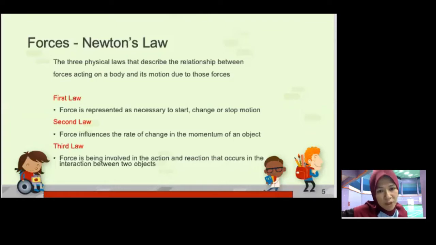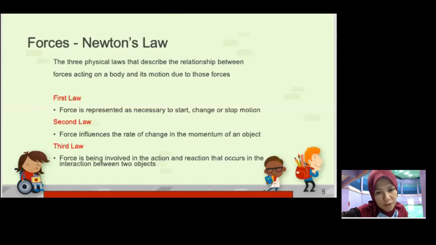Okay, so first law. These are the three physical laws that describe the relationship between forces acting on a body and its motion due to those forces. Okay, the first law: force is represented as necessary to start, change or stop motion. So the first law, either before sesuatu objek ataupun body moving, dia nak start to move, to change the direction ataupun to stop the motion.